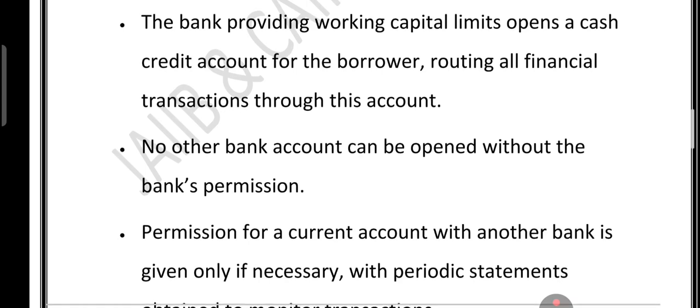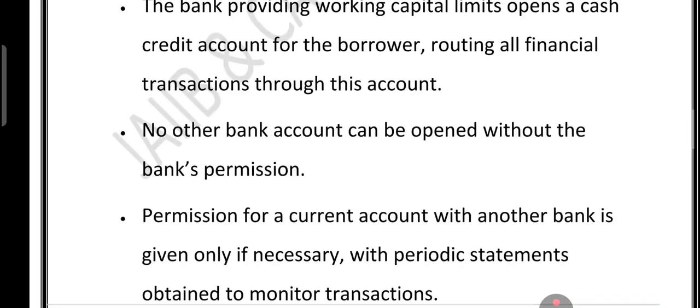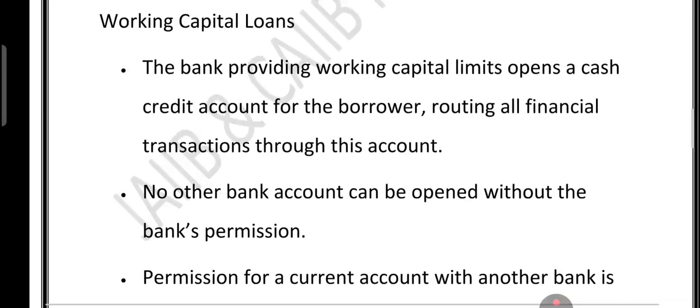If the borrower needs to open another account in any other bank, they need permission from the CC providing bank, and even if that is allowed, the bank will keep an eye on it, asking for regular statements to monitor what is happening. Why? To make sure that there is no diversion of funds or suspicious activity. So that is one important thing.